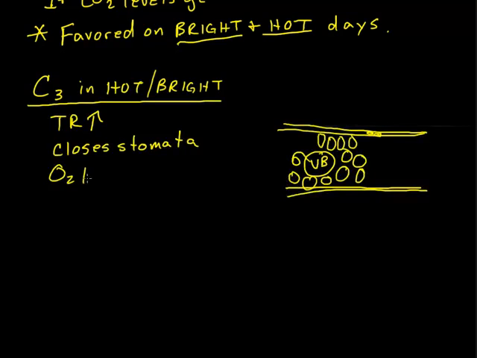So O2 levels rise while CO2 levels drop. And the O2 levels rise because oxygen is a byproduct of the light reactions, and in these bright conditions, the light reactions are going like gangbusters. They don't slow down whatsoever.